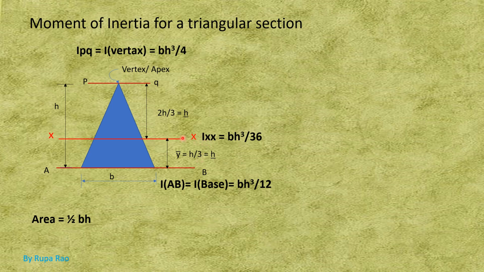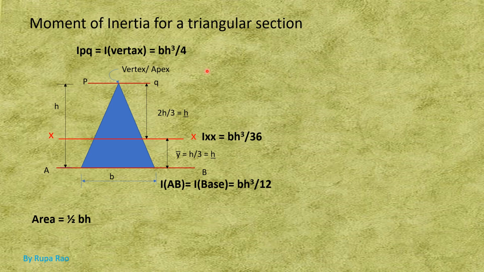Now about the centroidal axis, the moment of inertia Ixx is equal to bh cube by 36. If I want it about this base AB, then this I_AB, or I base, will be equal to bh cube by 12. If I want the moment of inertia about this vertex PQ, then this moment of inertia about PQ, I vertex, is equal to bh cube by 4.